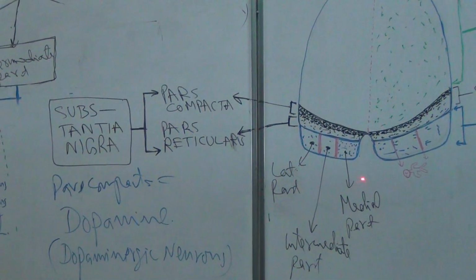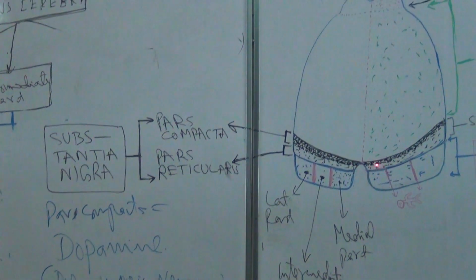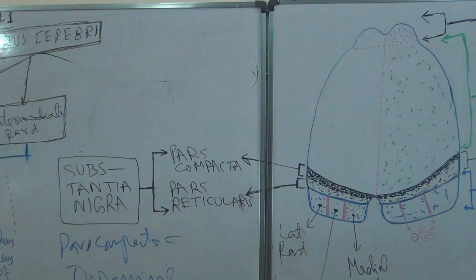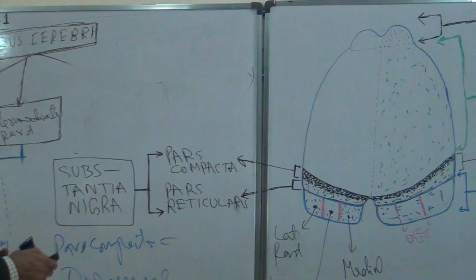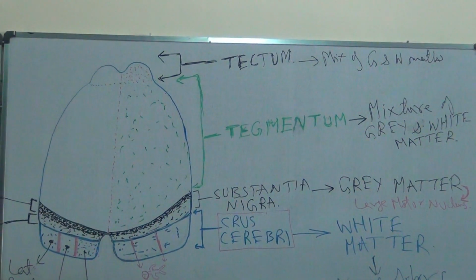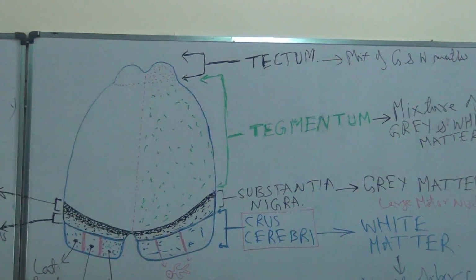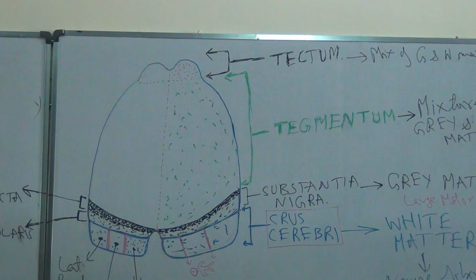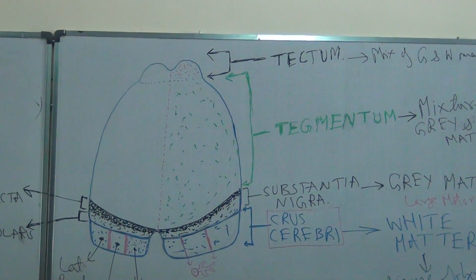Now behind the substantia nigra is the tegmentum. And the tegmentum, I told you, is a mixture of gray matter and white matter.